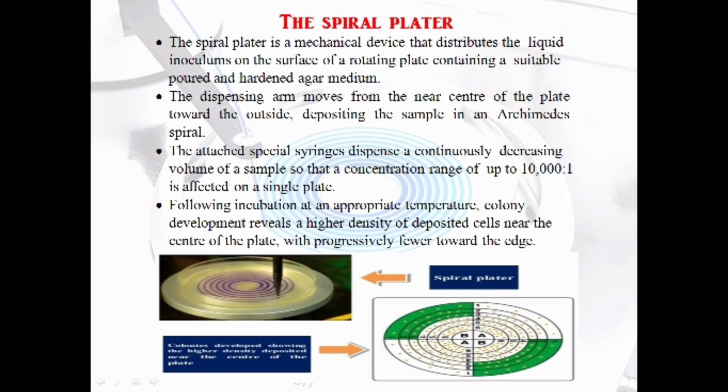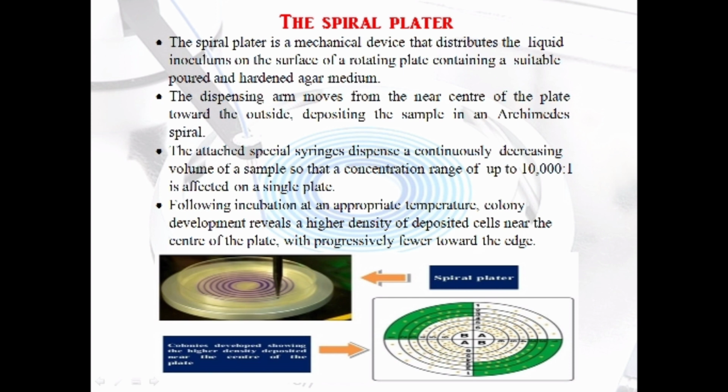And now comes the spiral plater. The spiral plater is a mechanical device that distributes the liquid inoculum on the surface of a rotating plate that contains a suitable poured and hardened agar medium. The dispensing arm moves from near the center of the plate towards the outside, depositing the sample in an Archimedes spiral. The attached special syringes dispense a continuously decreasing volume of sample so that a concentration range of up to 10,000 to 1 is effected on a single plate.